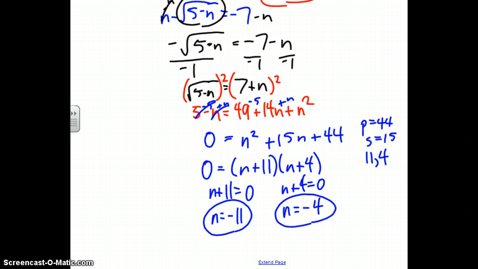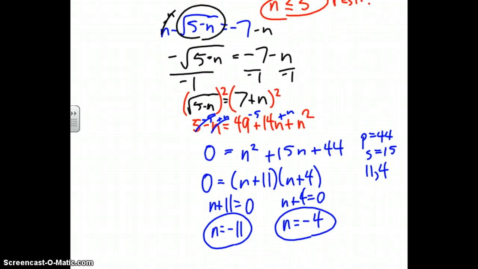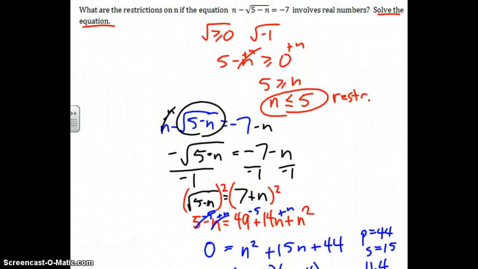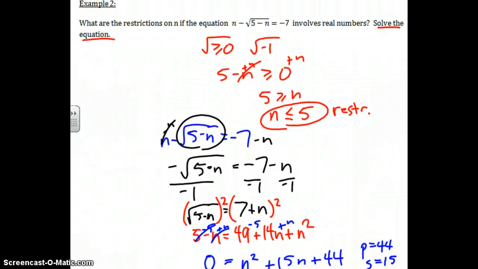One thing we should check is, first off, do these fall within the restrictions? The restriction said that n has to be less than or equal to 5. Are these both less than or equal to 5? Yes, they are, so that's good. If they weren't, we would cross them off.